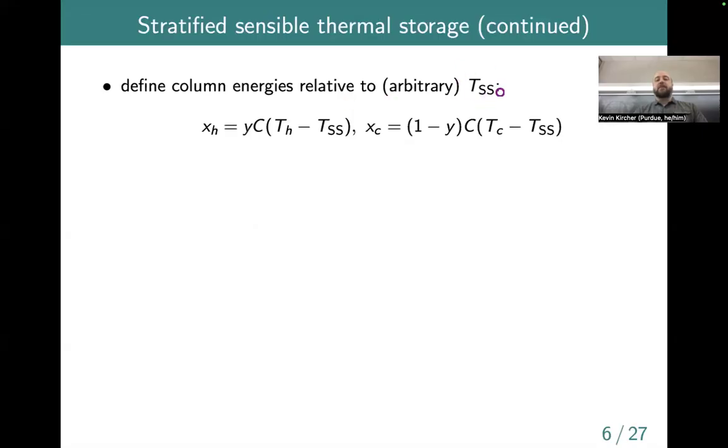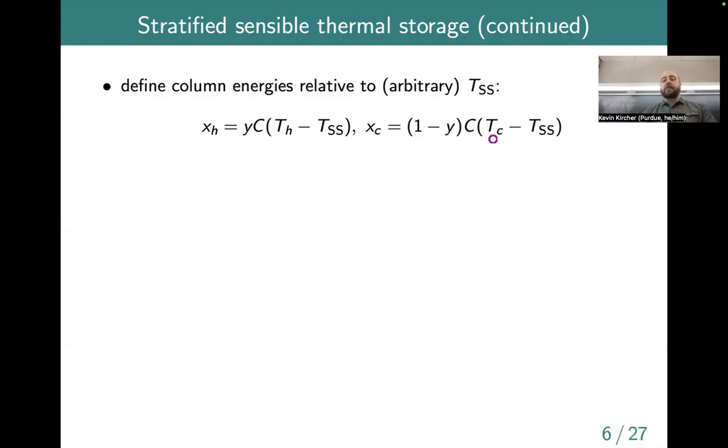Basically, we pick an arbitrary datum, a zero point temperature, and call it T_SS for stratified sensible. It may in general be different from the lumped sensible temperature. And then we define the energy stored in the hot layer and in the cold layer relative to that benchmark temperature. So both of the energies have a thermal capacitance times the delta T. And the temperature that shows up for the hot layer is the hot temperature.